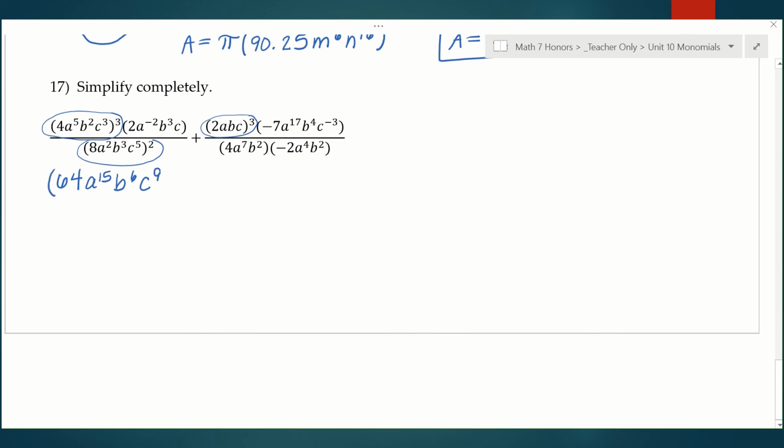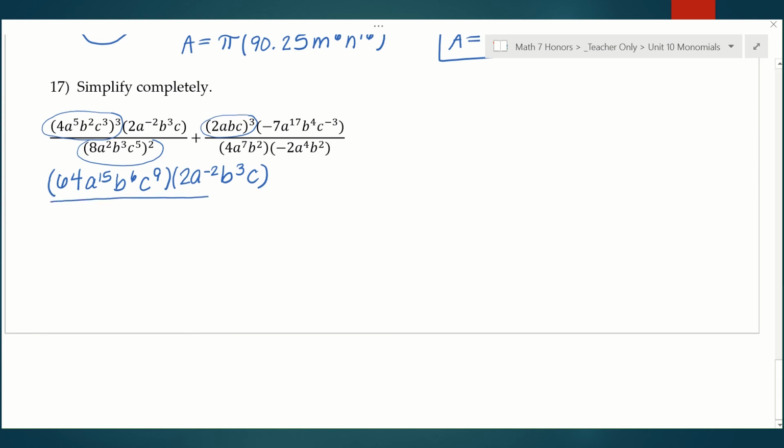Okay, so I'm going to put that back in parentheses, and I'm going to rewrite these problems. Do not be lazy with this. You have to write out all of your steps and you have to make sure you're neat. One little error can throw the whole problem off, which is super frustrating.